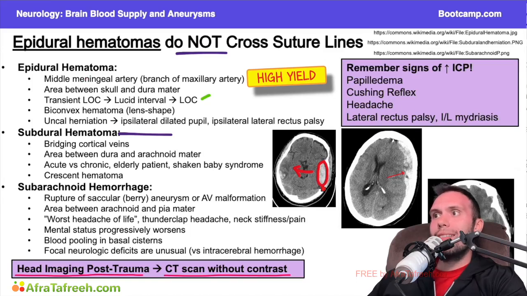Now, how does that compare to the subdural hematoma? Again, remember, the subdural hematoma can cross suture lines. Epidural hematomas do not. And that subdural hematoma tends to be from the bridging cortical veins, so tearing of these veins. Now, the first thing I want to call your attention to, in epidural hematomas, we're talking about artery. Here we're talking about veins. So the bleed might not be as brisk, potentially. Now, this is going to be the area between the dura and the arachnoid. So it's one layer deeper than the epidural hematoma.